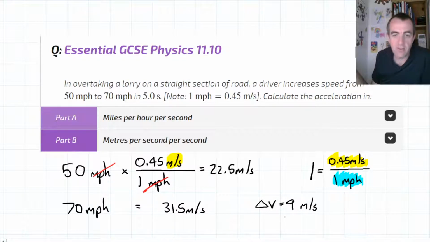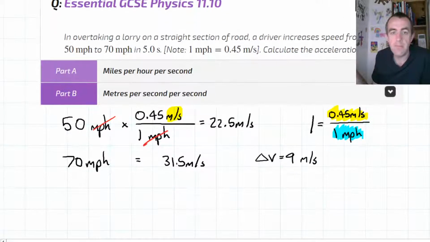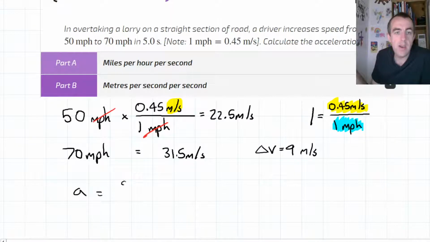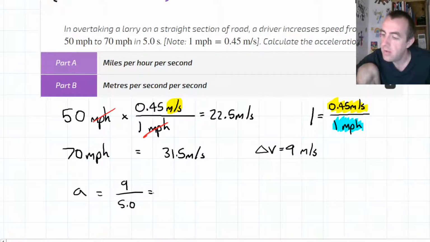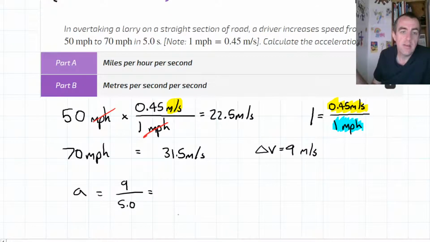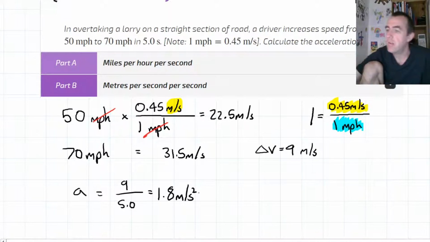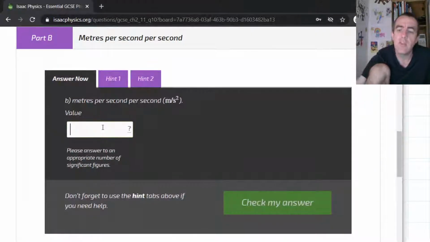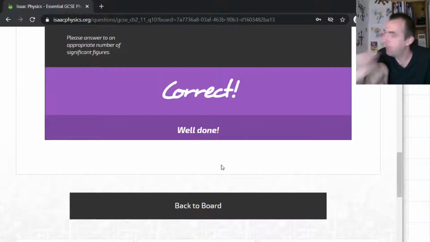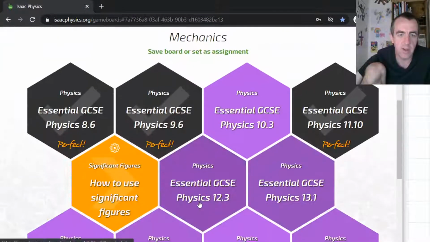And so my acceleration is going to be the 9 meters per second divided by 5.0 seconds, and I get 1.8 meters per second, which we write as meters per second squared. So acceleration question: difference in speed divided by time, or this difference in velocity, it should be divided by time, but we have to do a unit conversion, and that makes it a little bit more complicated. So 1.8, correct, that's good. It's always reassuring when it comes up purple and says they're right.